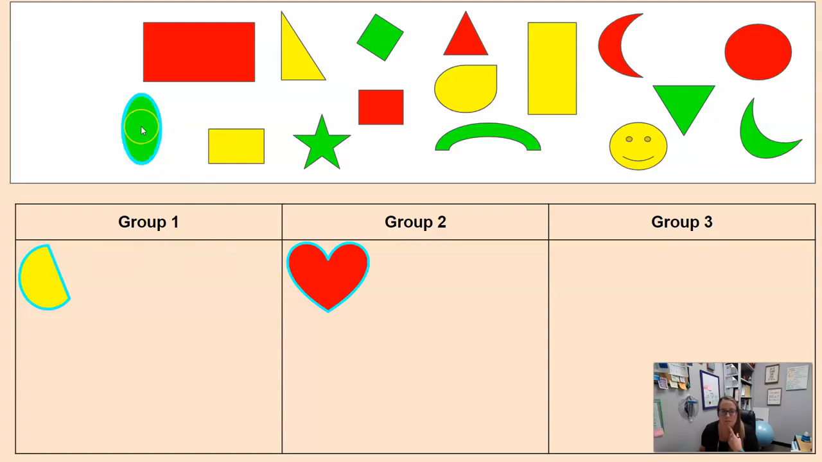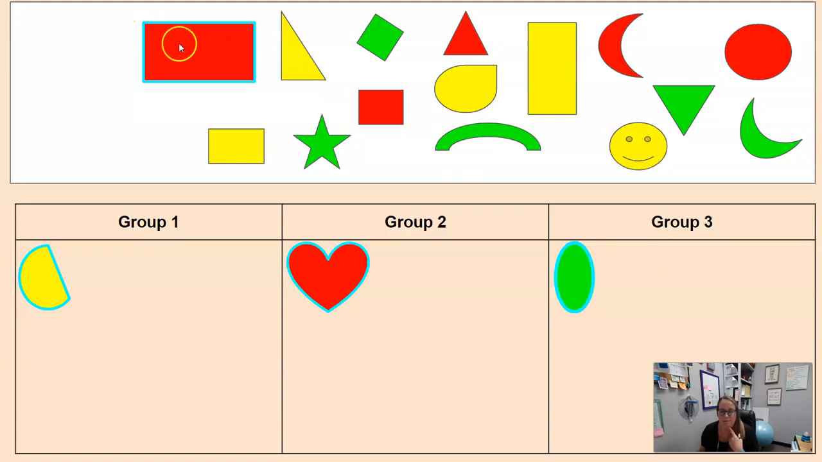Let's look at this shape next. What do you notice about this shape? I agree. It is green, and it is a curved line, and it's more like an oval shape. So do you think we should put it in group 1, group 2, or group 3? I'm going to put it over here in group 3. Do you think you know what my rule is? Can you figure out how I'm sorting them?